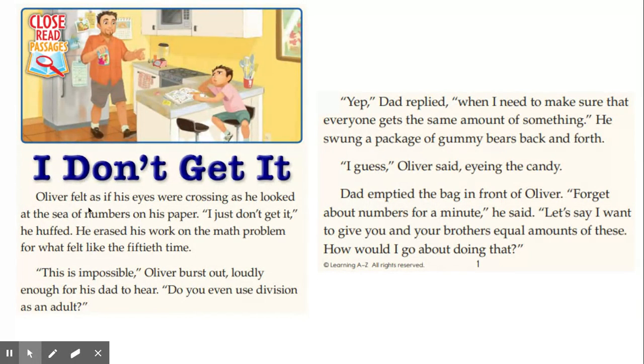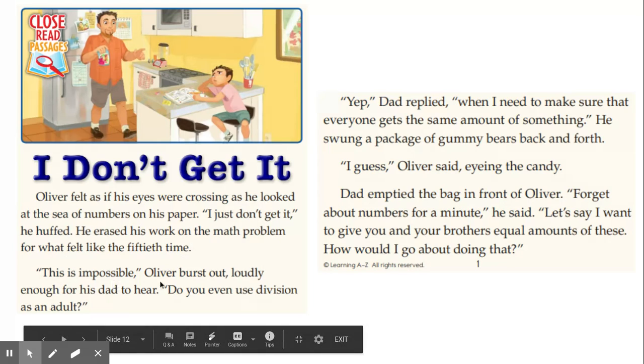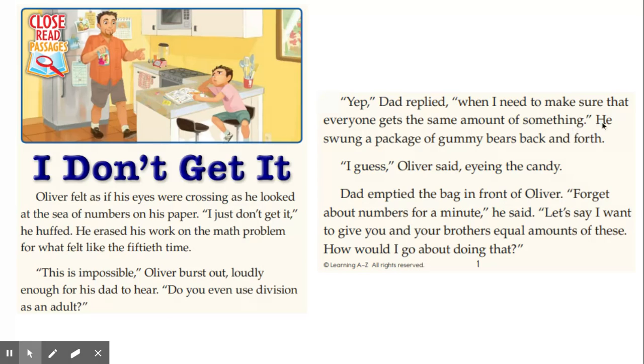I don't get it. Oliver felt as if his eyes were crossing as he looked at the sea of numbers on his paper. I just don't get it, he huffed. There's that word huffed. I can just imagine him being upset. He erased his work on the math problem for what felt like the 50th time. This is impossible, Oliver burst out loudly enough for his dad to hear. Do you even use division as an adult? Yep, Dad replied, when I need to make sure that everyone gets the same amount of something. He swung a package of gummy bears back and forth. I guess, Oliver said, eyeing the candy.